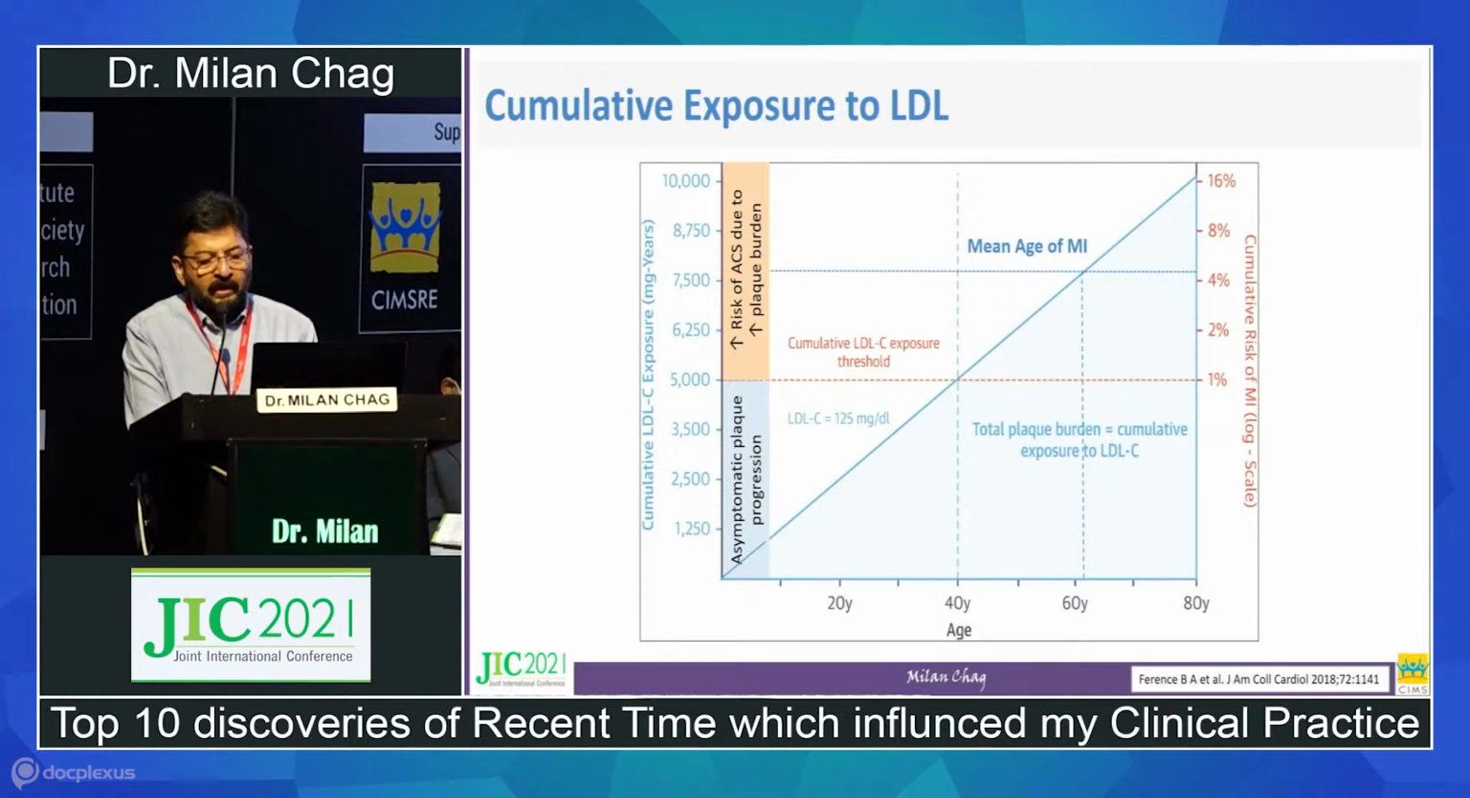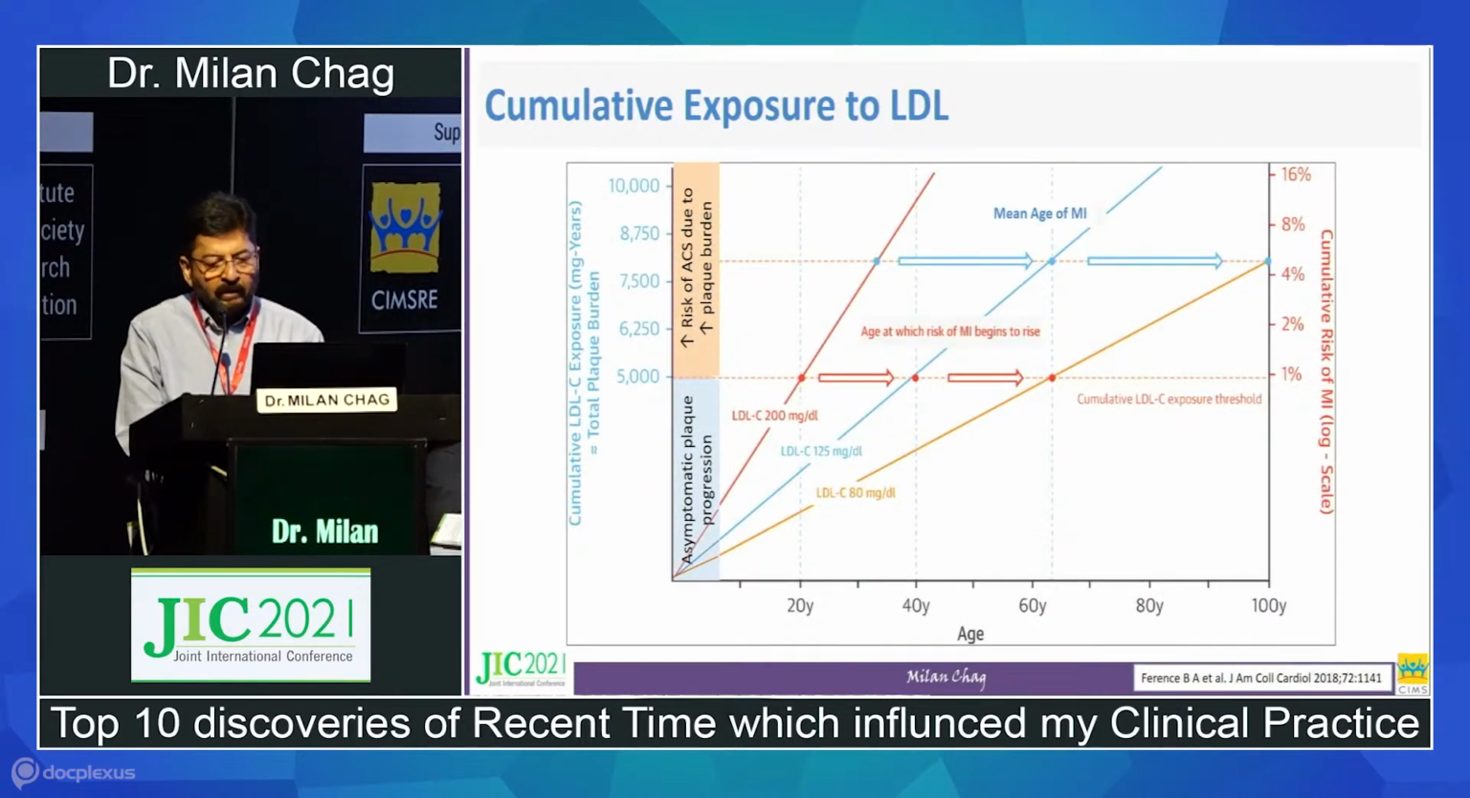And risk of symptomatic acute coronary syndrome increases once the threshold of cumulative LDL exposure crosses 5,000 milligram years. For example, if someone's LDL is say 125 since childhood, he will cross this cumulative LDL exposure at age of around 40, and he may get MI in early 60s. So this is the mean age of MI. If you follow this graph, he is likely to develop symptomatic acute coronary syndrome or atherosclerotic event after 40, and MI may be there at around 60 years of age.